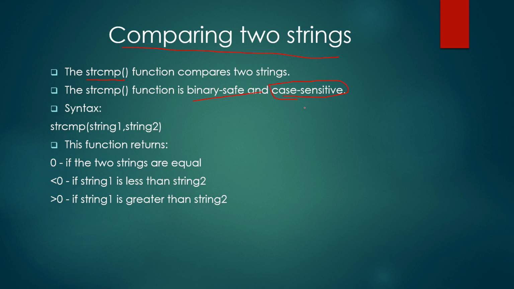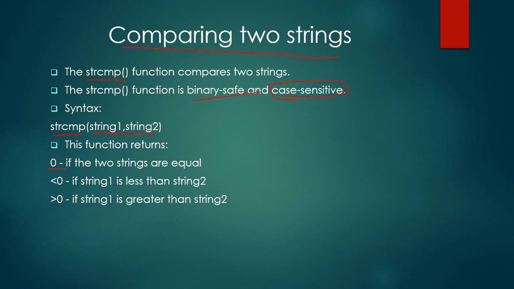I'll show you all these things practically. The syntax is very easy. Just use this function and it will take two parameters, the first string and the second string, because we have to compare, right? So we have to use two strings. Then only it can compare. This function returns three things. Either 0, if the two strings are equal, it will return 0.